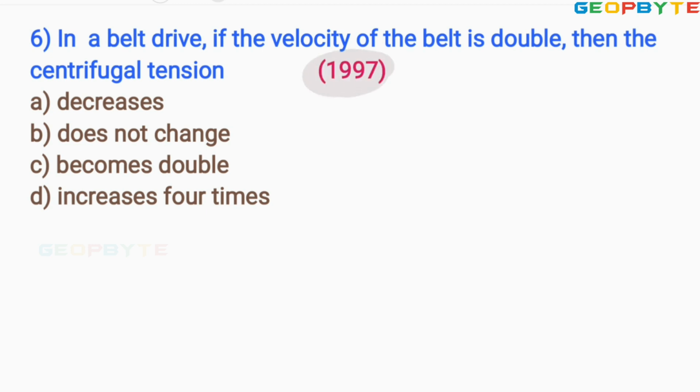Look at the problem. In a belt drive, if the velocity of the belt is doubled, if the velocity of the belt V becomes V dash equal to 2 times V, then the centrifugal tension... very easy problem. Centrifugal tension Tc equals m V dash square.